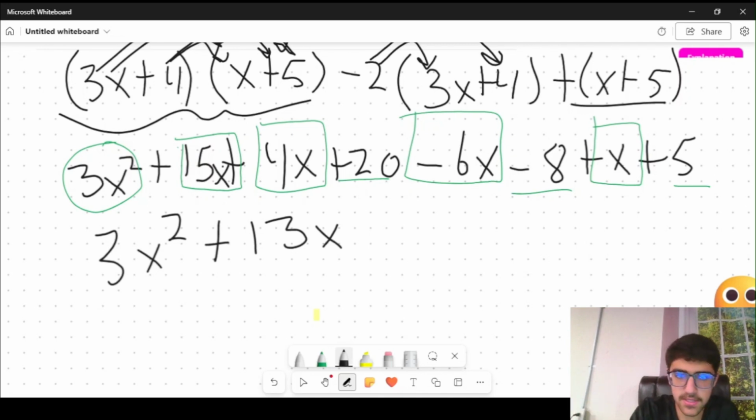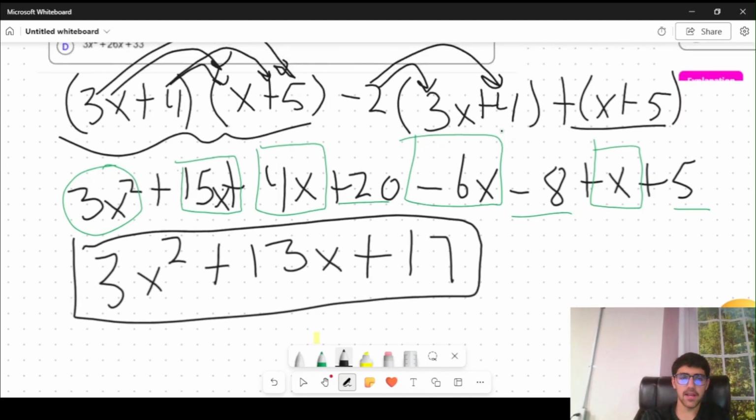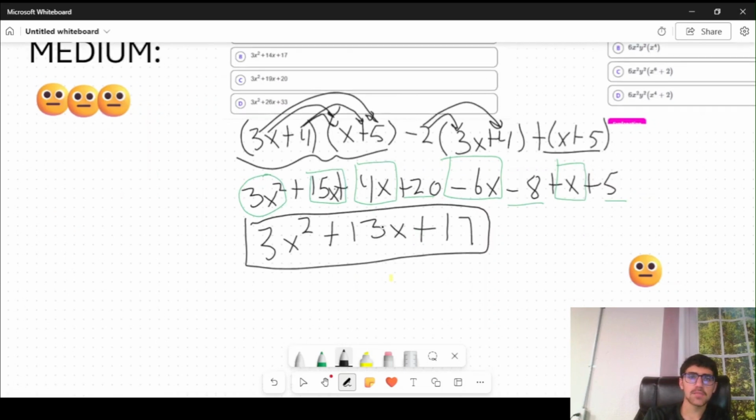And then the constants, you've got 20, negative 8, and 5. If you want, you can plug this into Desmos again. You would get plus 17. So this looks similar to the answer options that were there. Let's see if any one of them is 3x squared plus 13x plus 17.